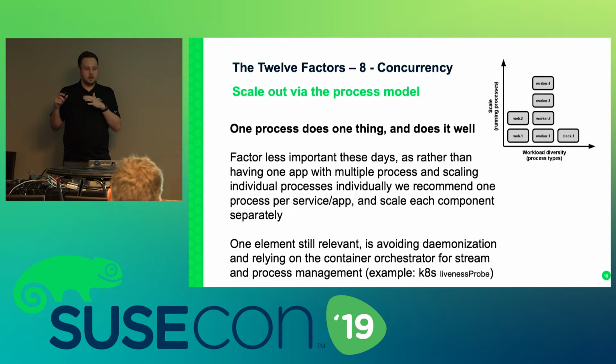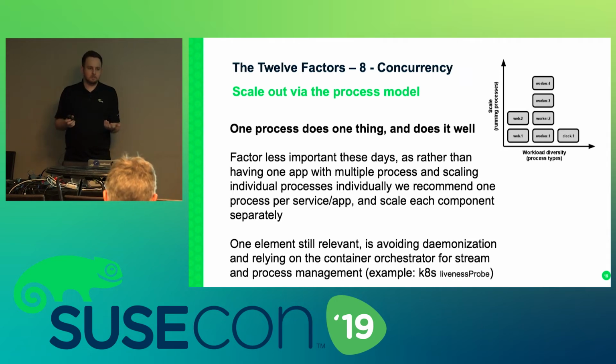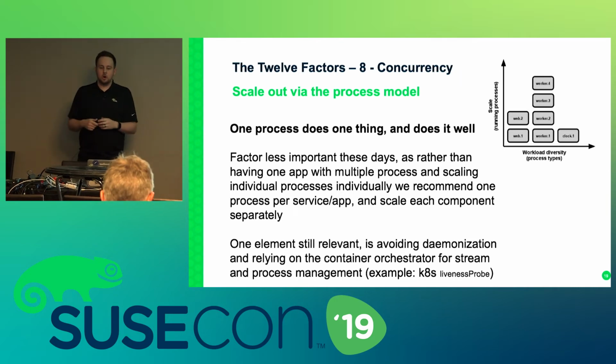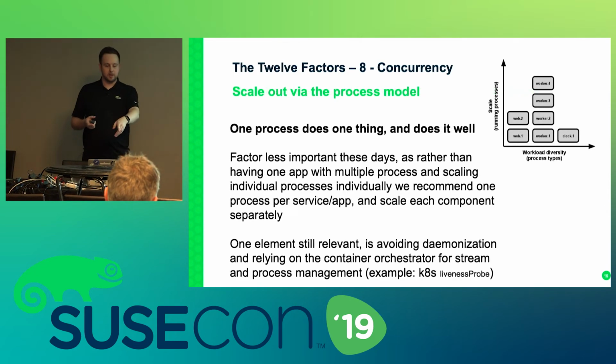Nowadays, as it says there, the factor is a little bit less relevant. But one of the things that is relevant is we don't deal with daemonization anymore. An individual microservice shouldn't be dependent on systemd, for example. The container engine in Kubernetes takes care of all of that for us. When the service is launched, it's launched into the foreground, for reasons I'll talk about when we deal with logging. But by following the concurrency model, it allows us to scale things really easily.